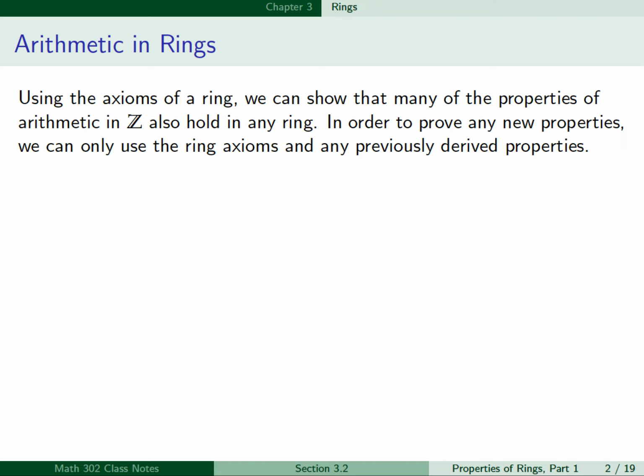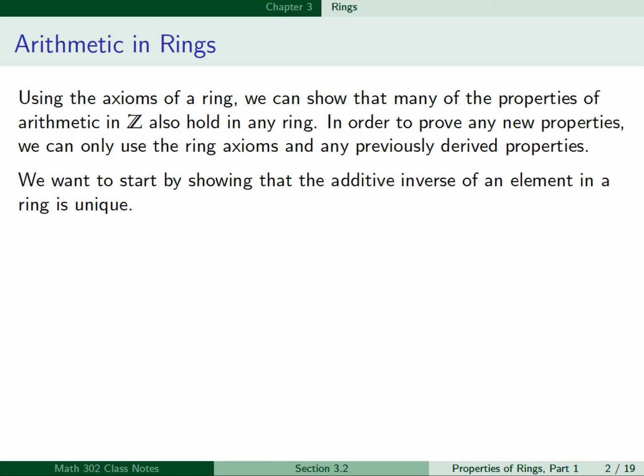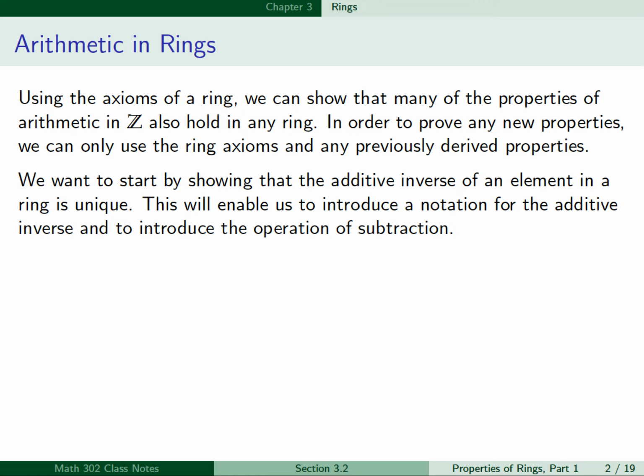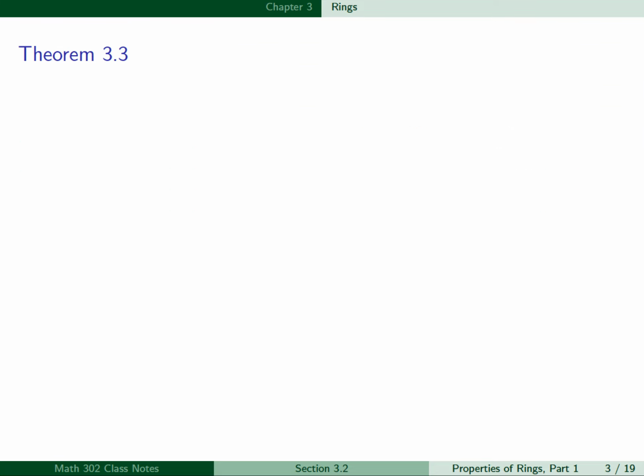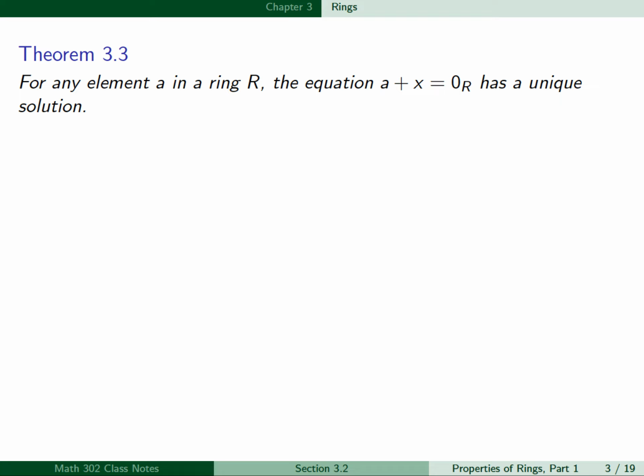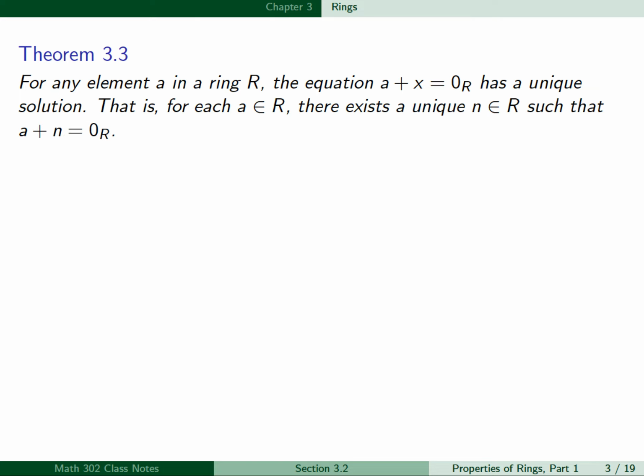previously derived properties. We want to start by showing that the additive inverse of an element in a ring is unique. This will enable us to introduce a notation for the additive inverse and to introduce the operation of subtraction. So this is Theorem 3.3. For any element A in a ring R, the equation A plus X equals the additive identity 0 sub R has a unique solution. That is, for each A in R, there exists a unique N in R such that A plus N equals 0 sub R.